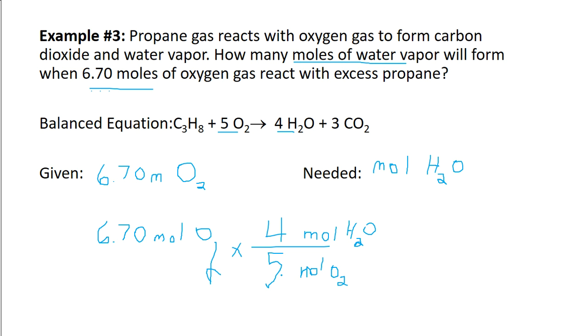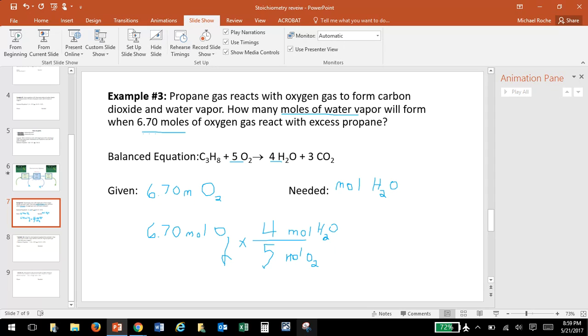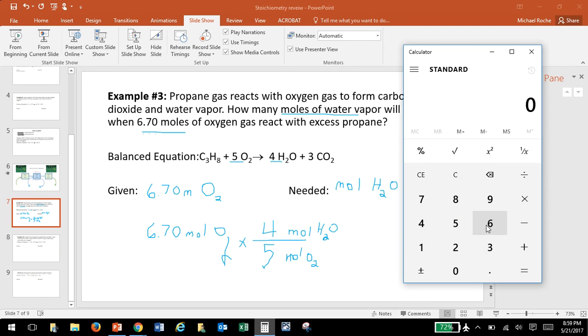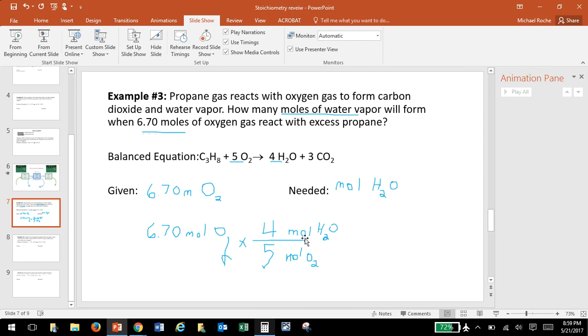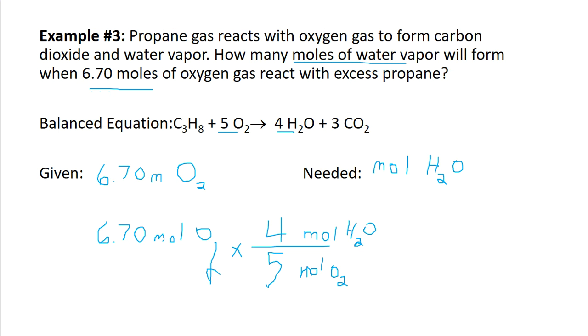Unfortunately, I didn't bring my calculator, so we'll keep that for now, and I'll curse you all later when I'm trying to do this. So 6.7 times 4 divided by 5 gives us 5.36 moles of water. So that's what we got, 5.36 moles of water. And that's the answer. So let's move on to the next one.